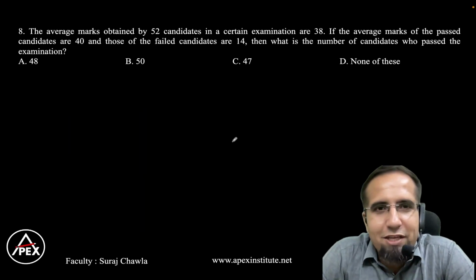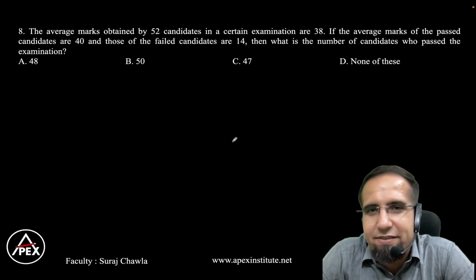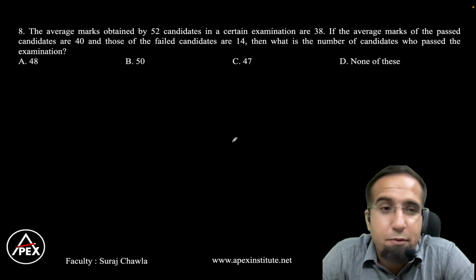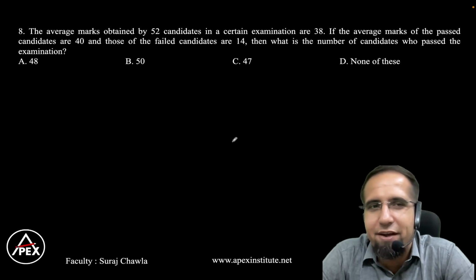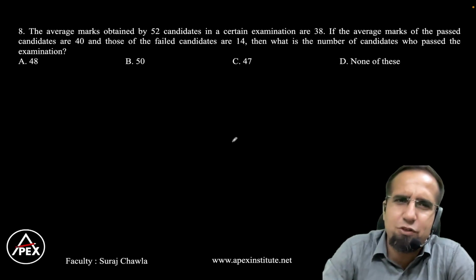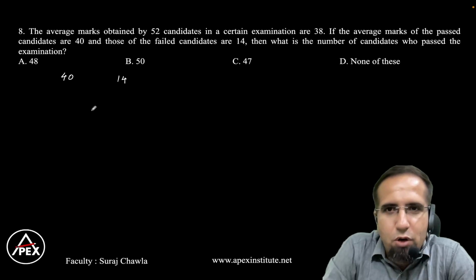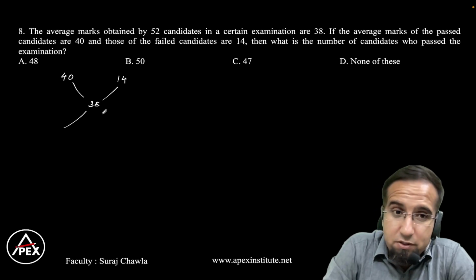Right? Now the average marks obtained by 52 candidates in a certain examination is 38. If the average of the pass students is 40 and the failed students is 14, then what is the number of candidates who pass the examination? Now we can always look at it as, if I allocate the average, I get the number of students here. So I can directly allocate them. You should know this process, right?